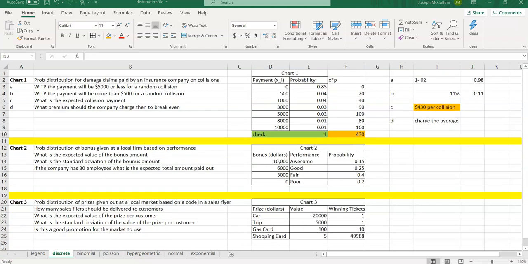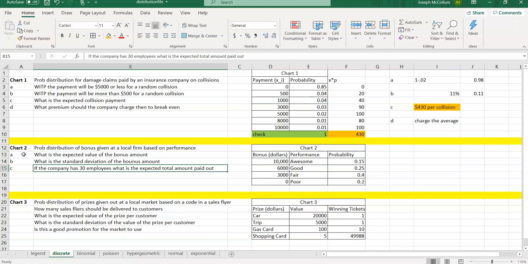All right, on to chart 2. What I would ask you to do right now is pause the video and see if you can answer the 3 questions in chart 2 without me prompting you, or at least A and B. Sorry, I apologize. At least A. We have not discussed the standard deviation yet. So try to do part A without me.